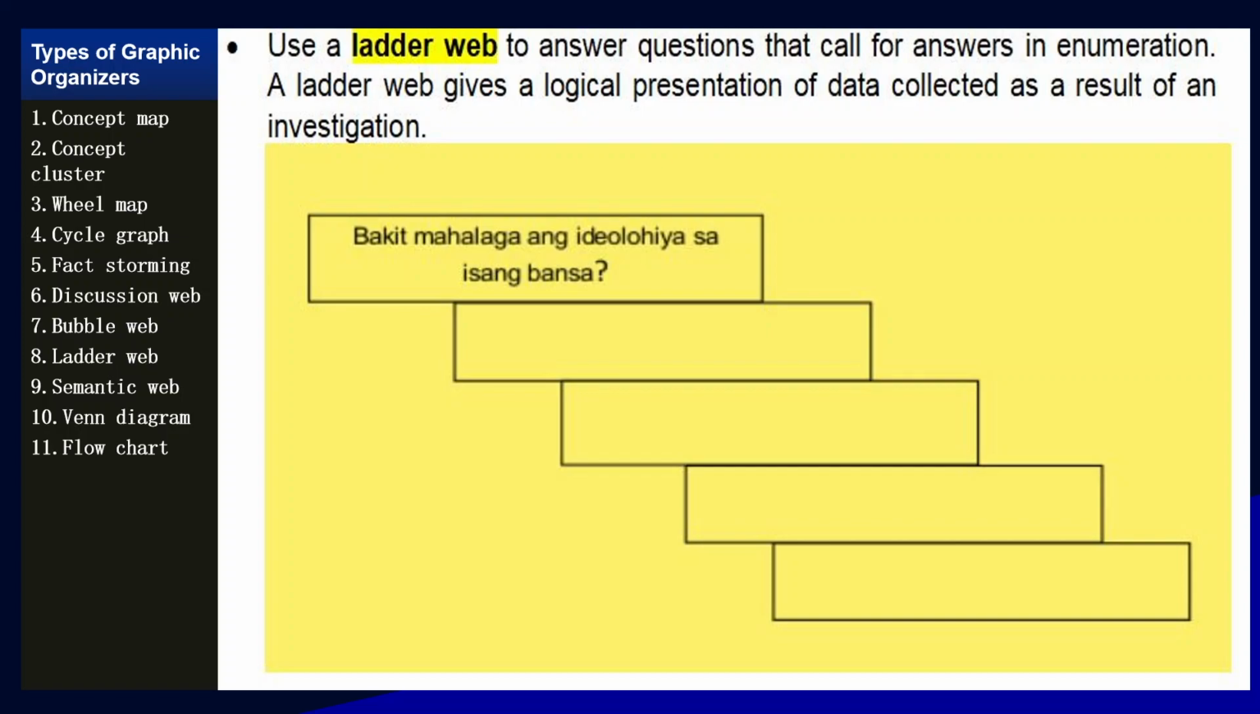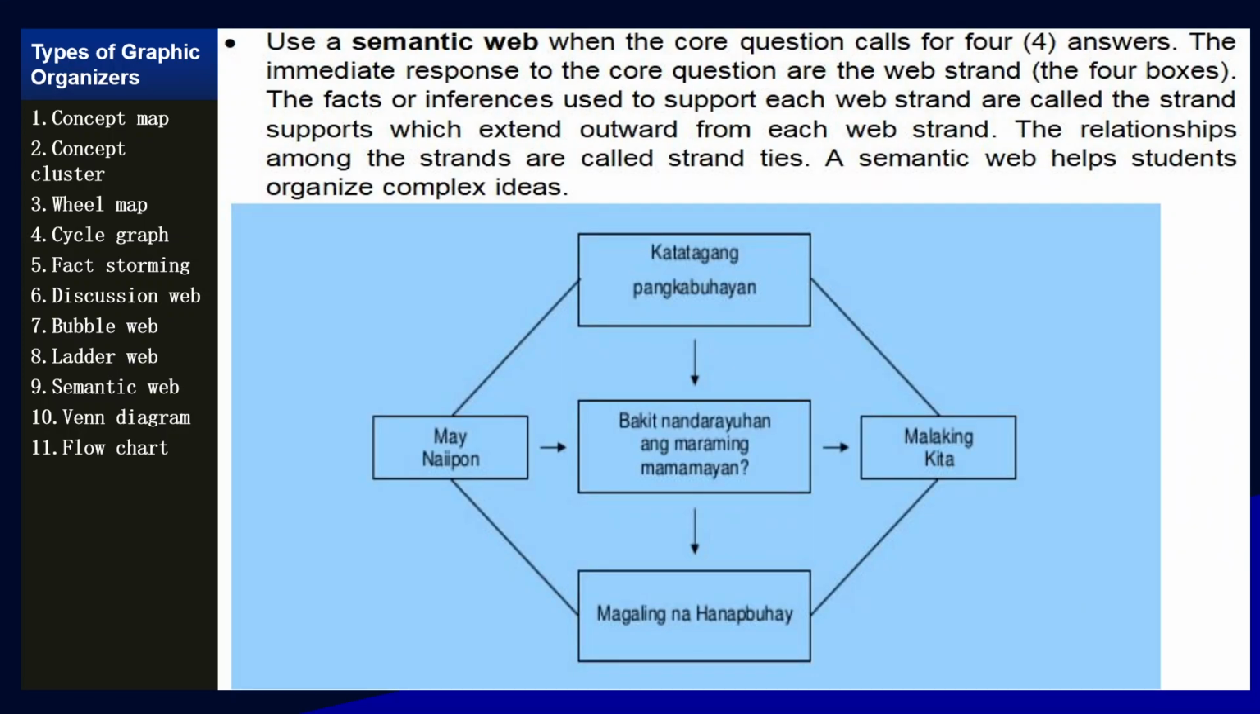So number nine is semantic web. A semantic web is kind of the same as the ladder web, but far more complex. When the core question calls for four answers, the immediate responses to the core question are the web's strands, the four boxes, and the facts or inferences are used to support each web strand. Like here, they support each other. May naipon, then, bakit nandarayuhan ang maraming mamamayan? Nandarayuhan ang maraming mamamayan, then malaking kita. Magaling na hanap buhay, kailangan ng pagbabuhayan. So that is a great example of a semantic web.